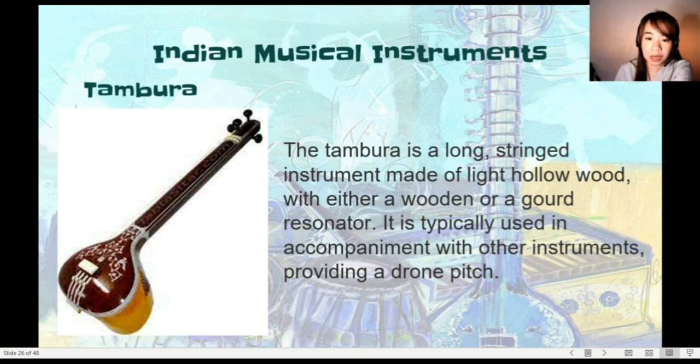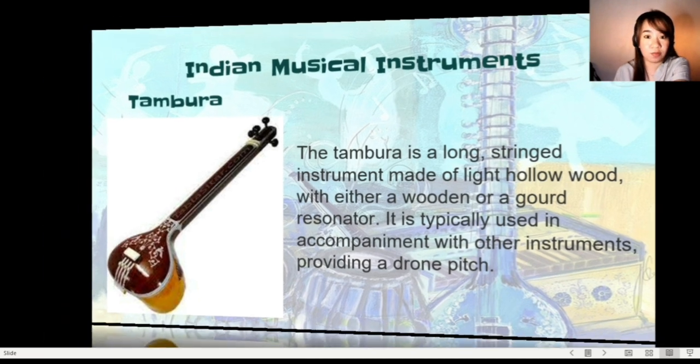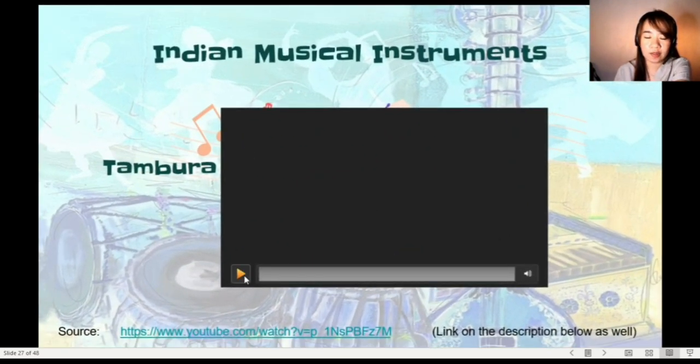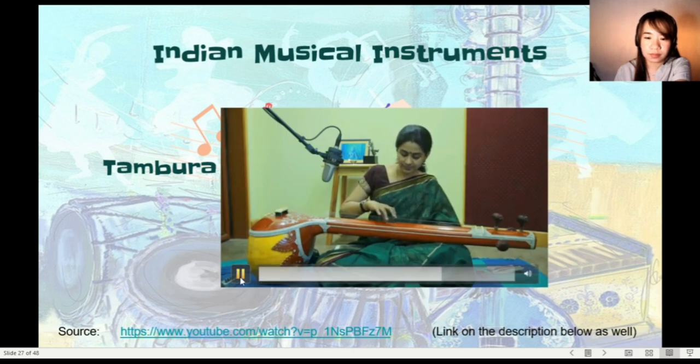Okay, we have here tambura. The tambura is a long stringed instrument made of light hollow wood, okay, with either a wooden or a gourd resonator. It is typically used in accompaniment with other instruments, providing a drone pitch. Okay, so typically used not in a solo instrumental music, but to accompany other instruments. Okay, so let's see how it's played. Okay, so she just uses her fingers to pluck the strings.